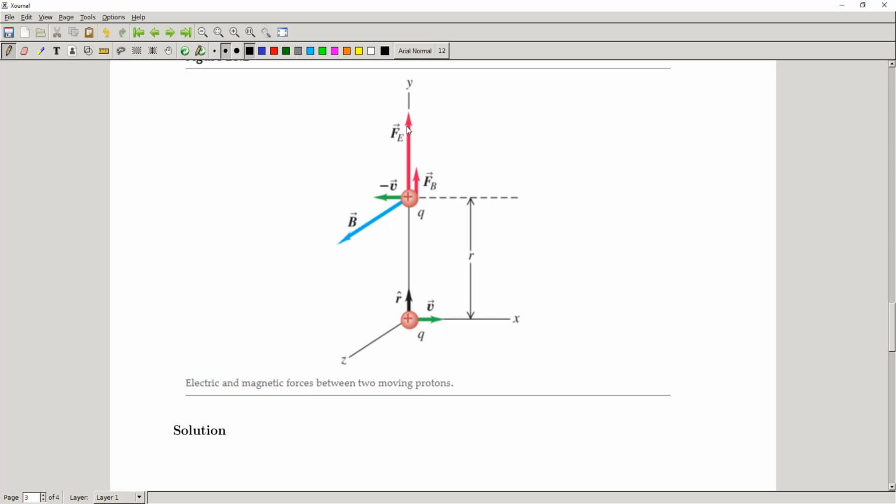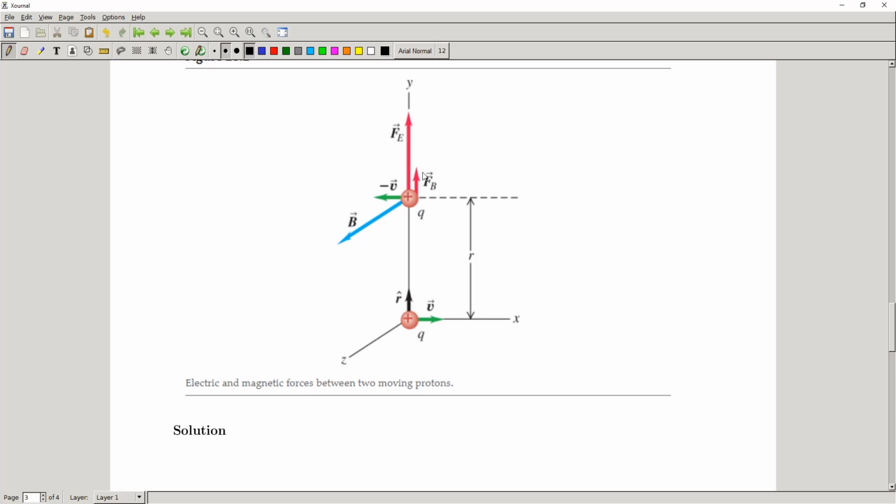And if we think about our right hand rule for the magnetic force, if we place our right hand so that our fingers are pointing this way in the direction of the velocity of our top proton here, and we curl our fingers in the direction of the magnetic field produced by our bottom proton, our thumb is going to point in the direction of our magnetic force that is also drawn on here.